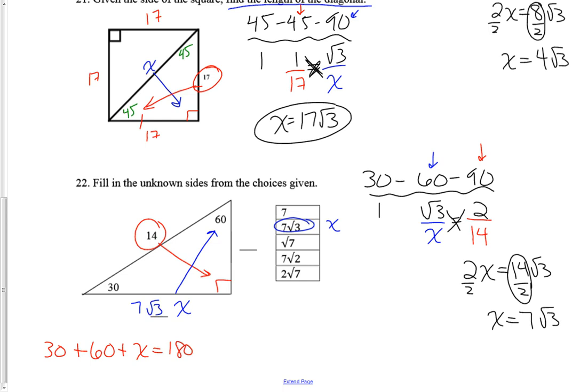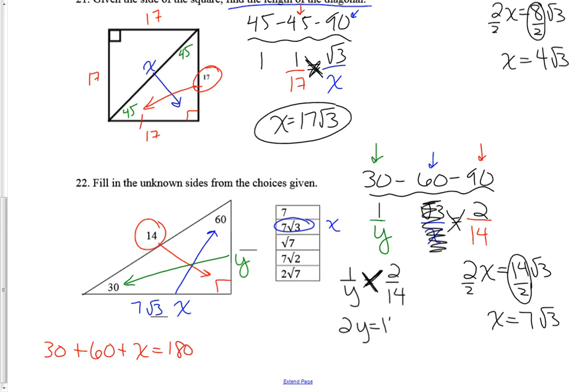Next, I have another side that I want to find. I need to place a y in my figure for the other side I'm trying to find. It's across from the 30. So I find my 30 and I make a fraction with the y. Now to solve this, I don't want to use the fraction with an x. So I'm going to use the 1 over y equal to 2 over 14. I cross multiply and I get 2y is equal to 14. To get y by itself, I divide both sides by 2 and y is equal to 7. I go to my word bank and I find 7, and so I place that on the triangle. Next page.